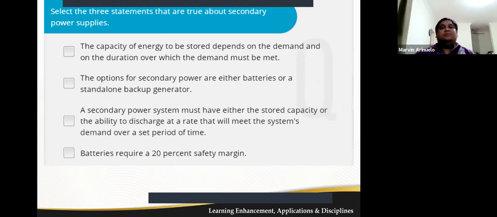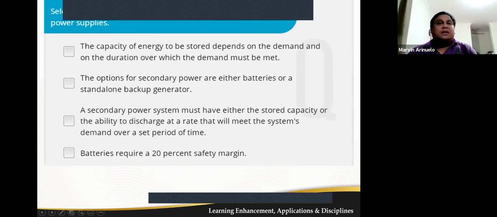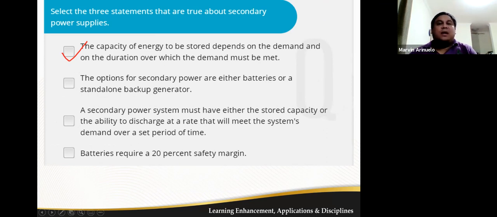What are the requirements of the building code? Select the three statements that are true about secondary power. There are three possible answers here. One is the capacity of energy to be stored depends on the demand and the duration over which the demand must be met. The options for secondary power are either standard battery or standalone backup generator. A secondary power system must have either stored capacity or ability to discharge at a rate which will meet the system demand over time. Battery requires a 20% safety margin.